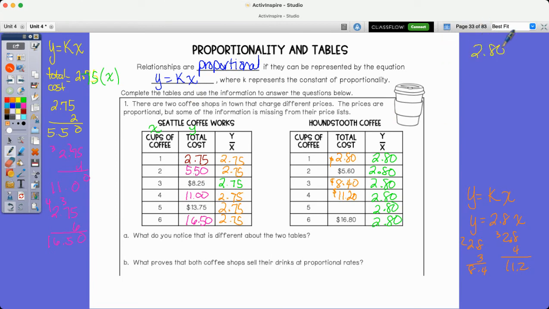Okay, 280 times 5 is $14, and 280 times 6 is $16.80. So let's get these in here. So I have $14 I need to add. Okay, so what do you notice is different about the two tables? I notice that their constant of proportionality is different, or their k.